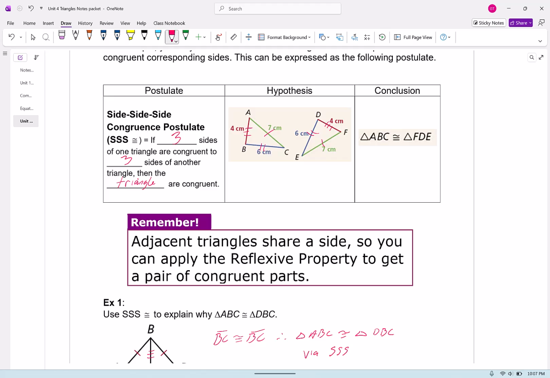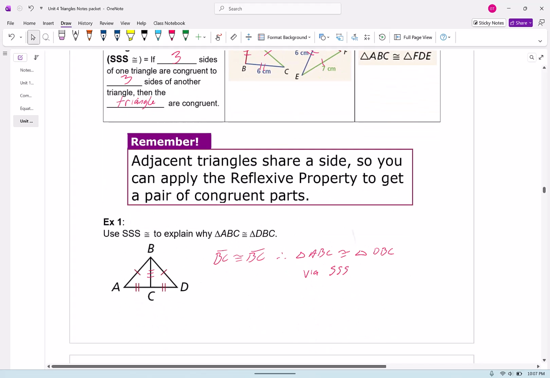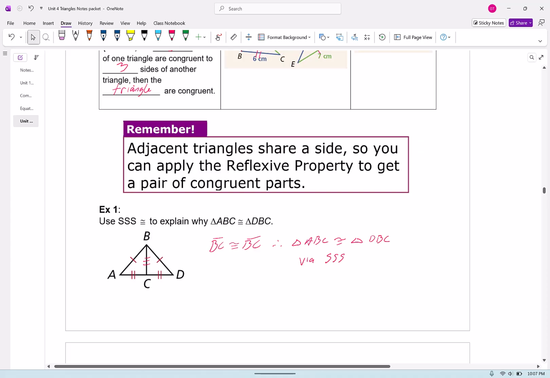the side-side-side postulate. So when you have adjacent triangles that share a side, you can use the reflexive property, okay, which means that, in this case, BC equals BC. And since AC and CD are the same, and BD and BA are the same, now we got three sides that are identical. Therefore, via the side-side-side postulate, we are able to say that those two triangles are congruent.